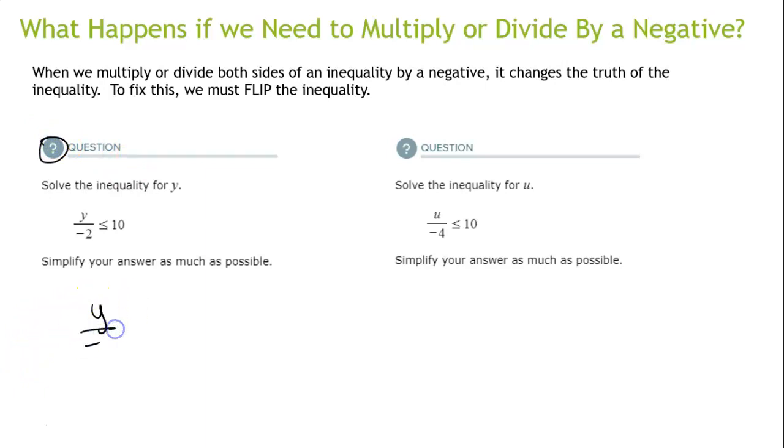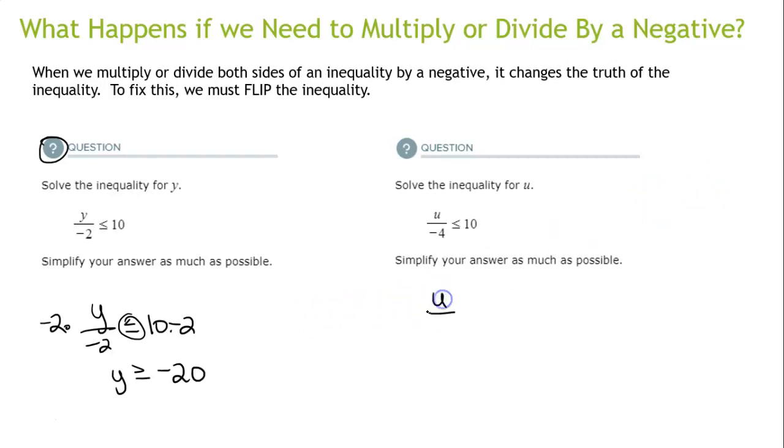We have y divided by -2 is less than or equal to 10. The opposite of divide is to multiply. Well, right there, I multiplied both sides by a negative. That means I need to change my less than or equal to a greater than or equal to fix the truth of the inequality. So y is greater than or equal to -20.